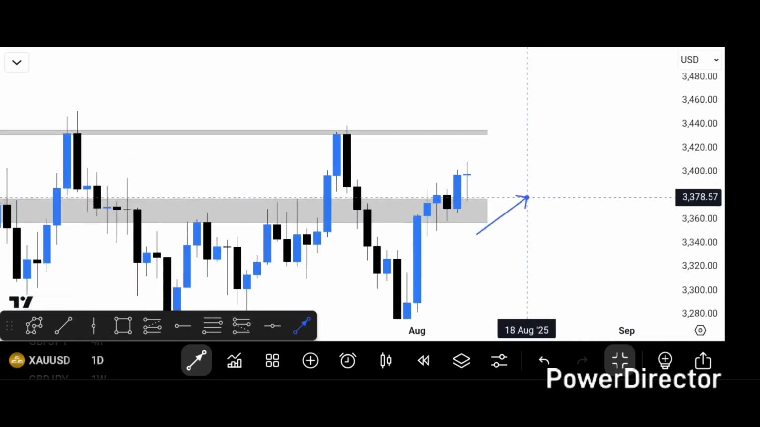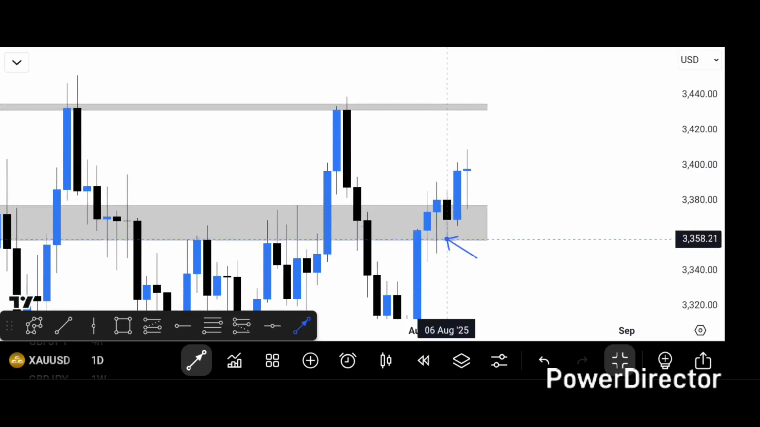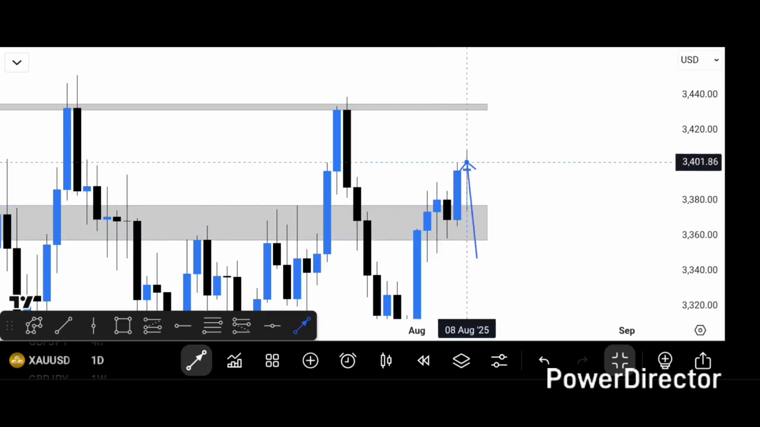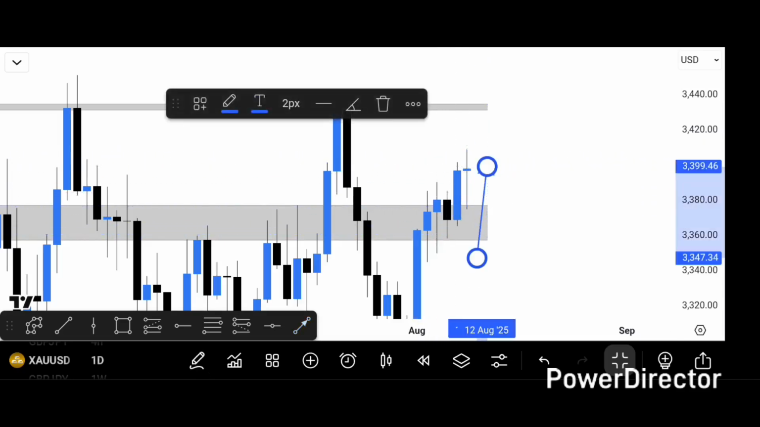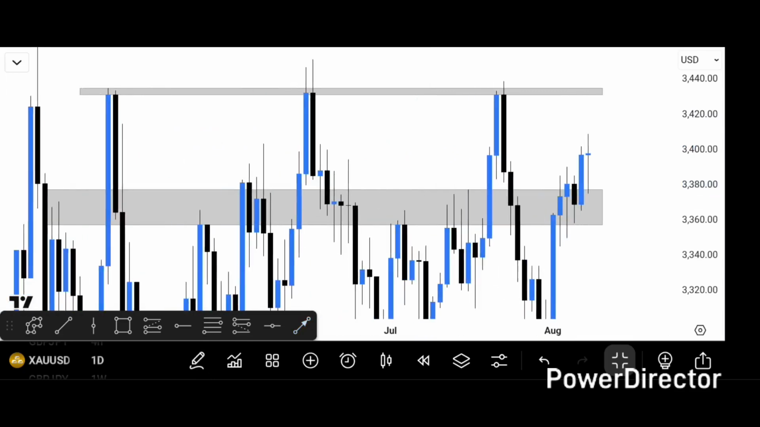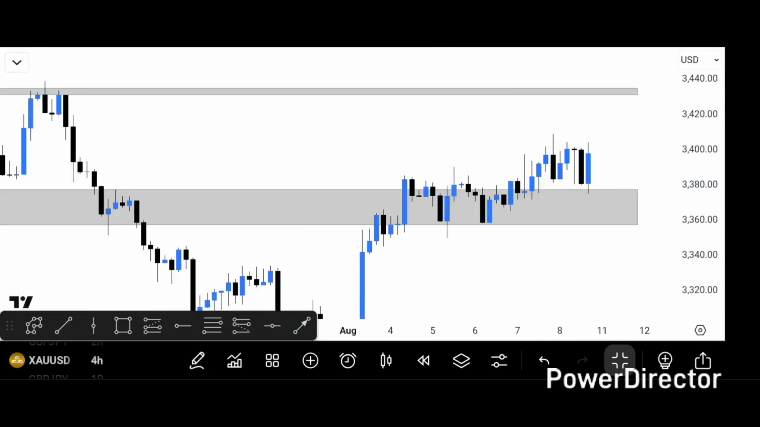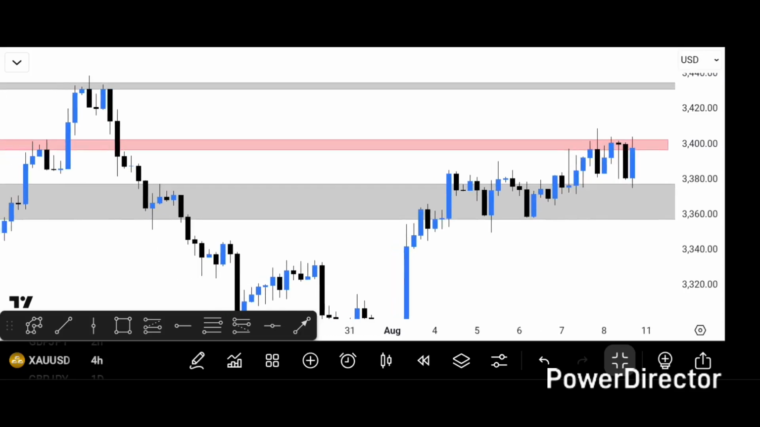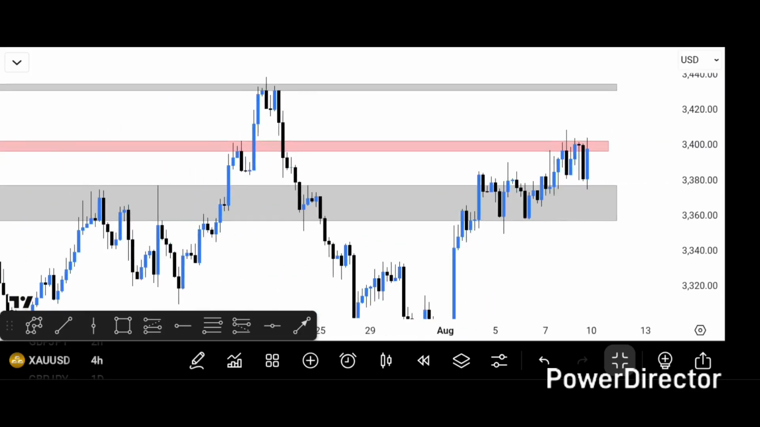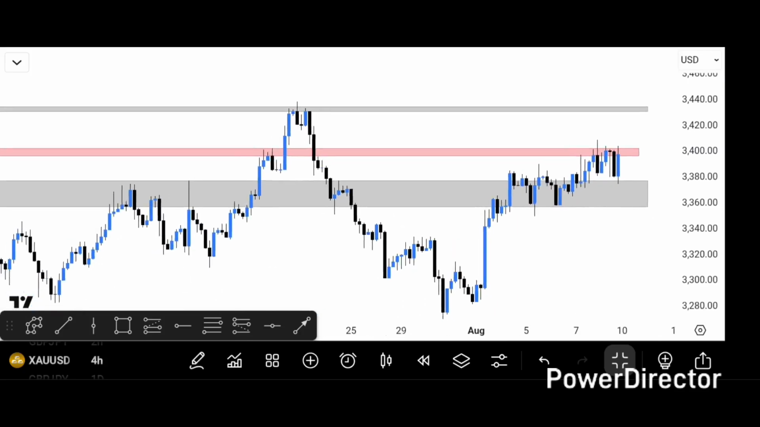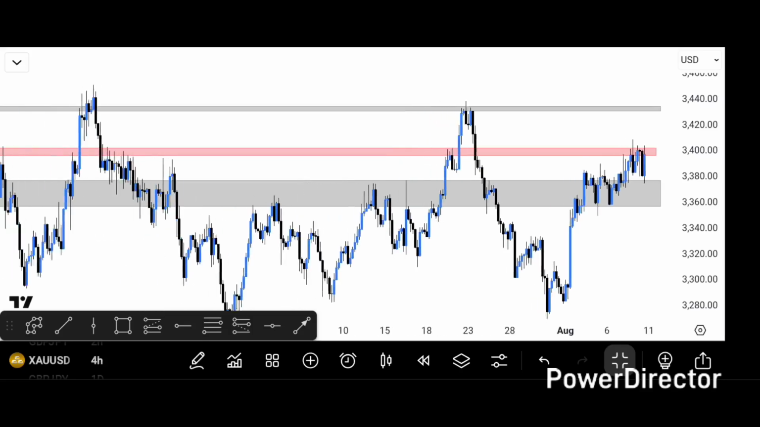Price then came back down, tested here, which on the lower time frame you can see is a higher low. So now this is a higher high, but on the lower time frames, like on the 4-hour, price is consolidating around that zone. So what I'll wait for is a break of that zone before I can enter any trades.